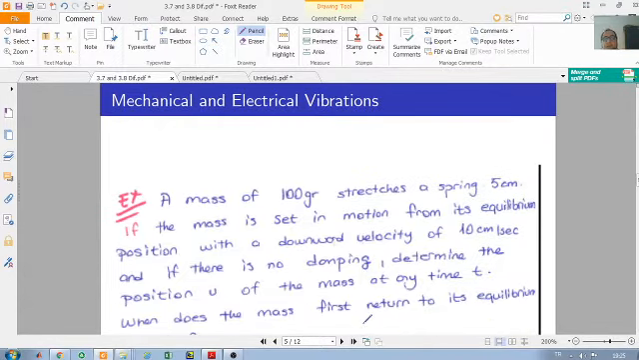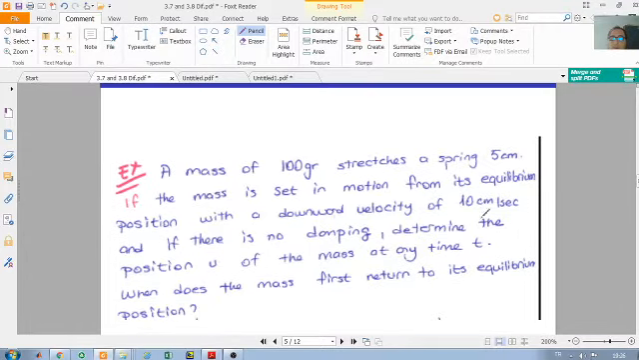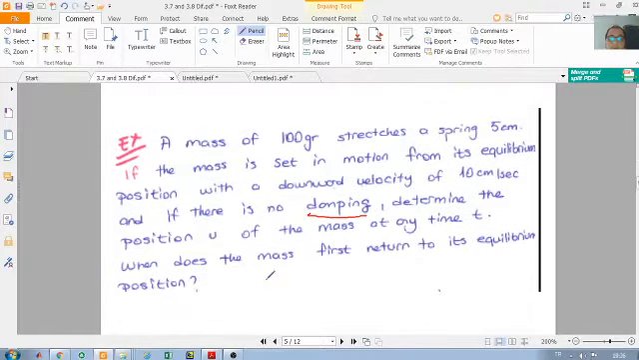For example, a mass of 100 grams stretches a spring 5 centimeters. If the mass is set in motion from its equilibrium position with a downward velocity of 10 centimeters per second, and if there is no damping, determine the position u of the mass at any time, and when does the mass first return to its equilibrium position.